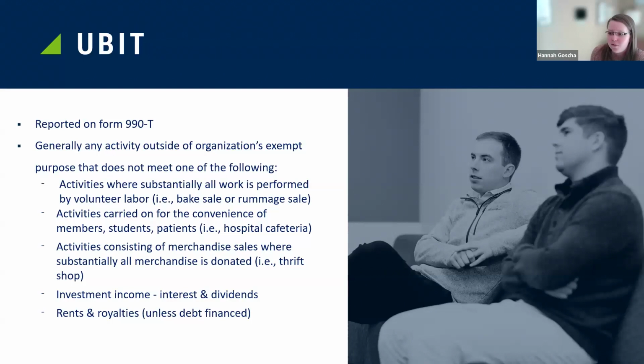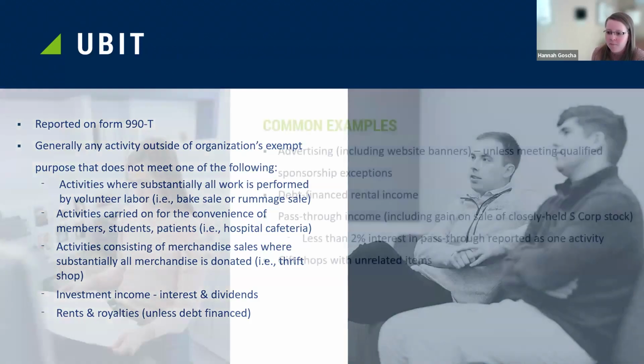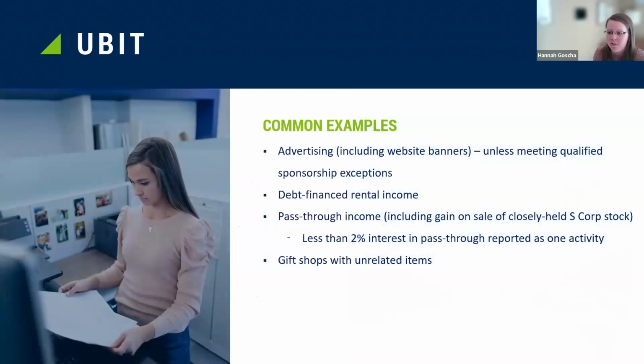And then if you have rents and royalties or investment income, none of these would qualify as UBIT. The one caveat is the rents: if it's debt financed, that would be a UBIT activity. So if you have any of these types of activities going on, those would not be considered UBIT and you would not have the 990-T filing. With investment income, like I mentioned, 990 public charities don't have to pay tax on it, but a private foundation would. Therefore, it's not UBIT income.